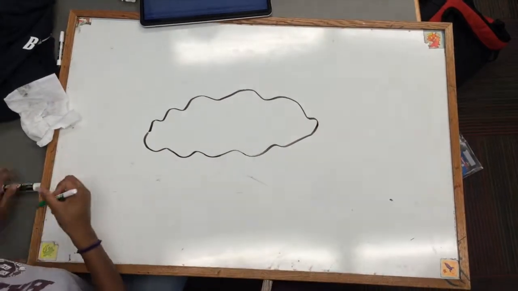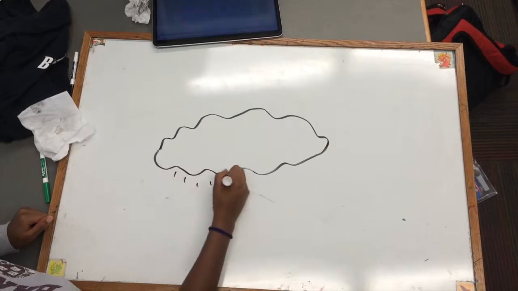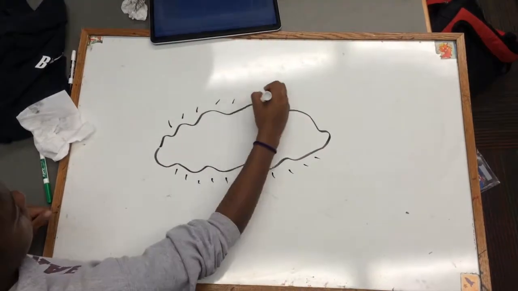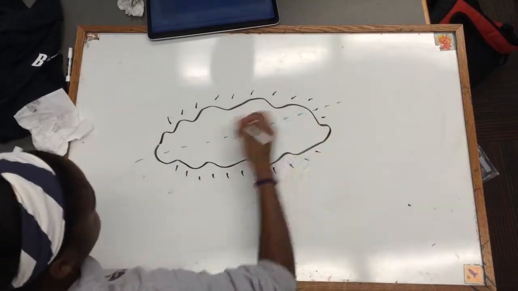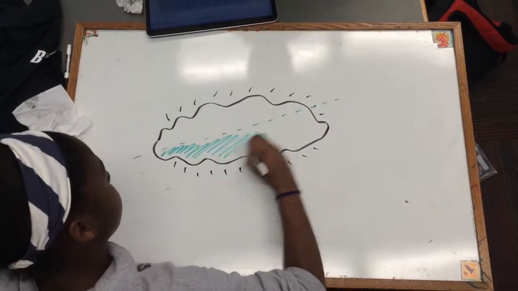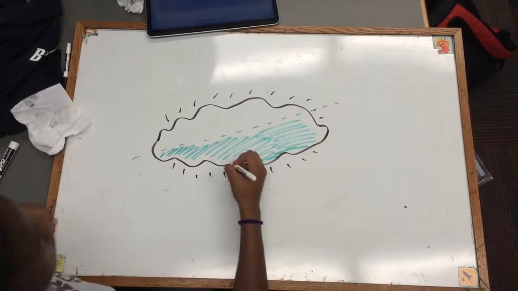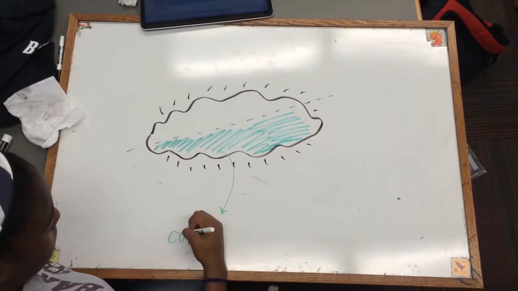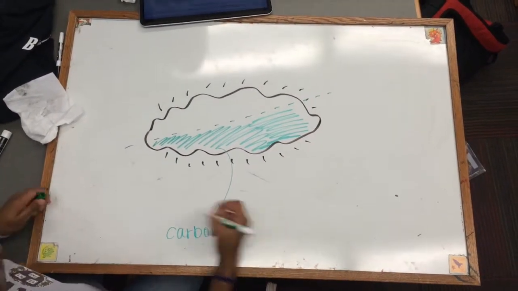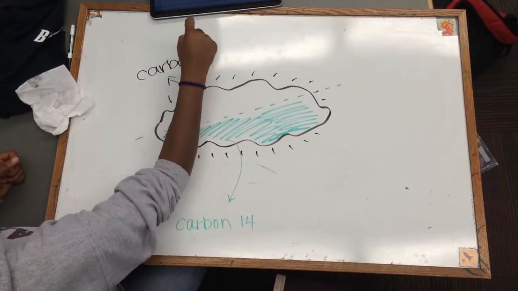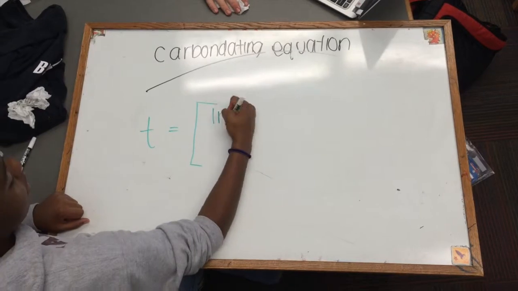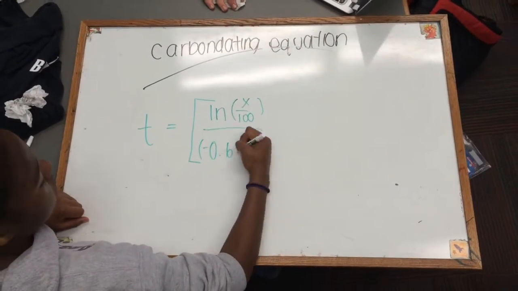Carbon dating estimates how long a living organism has been dead by comparing the amount of carbon-14 in a dead organism to the amount in a living organism. All living organisms have the same ratio of carbon-12 to carbon-14 in their tissue. When an organism dies, the carbon-14 in its tissue starts to decay, and the ratio of carbon-12 to carbon-14 changes. Scientists can measure the percent of carbon-14 and use this equation to find its age.